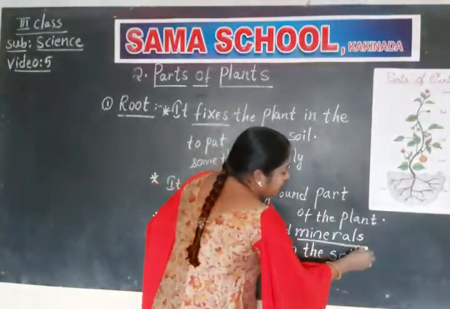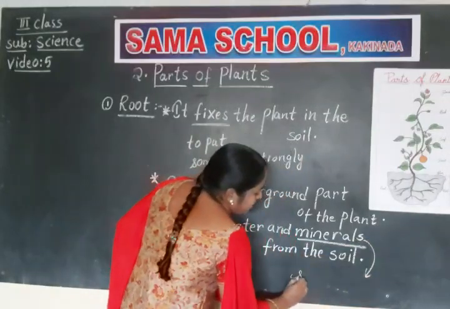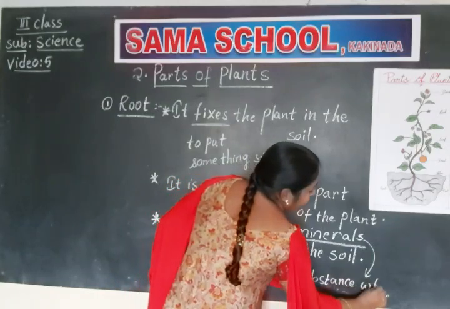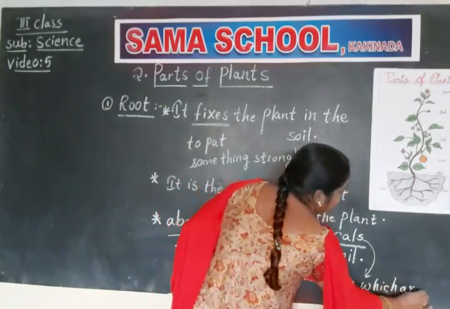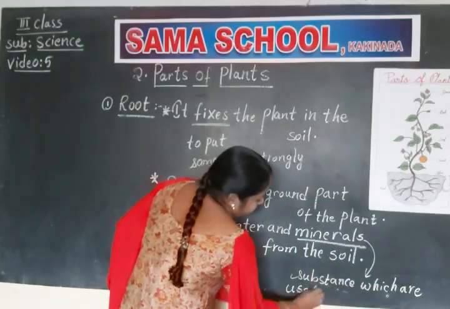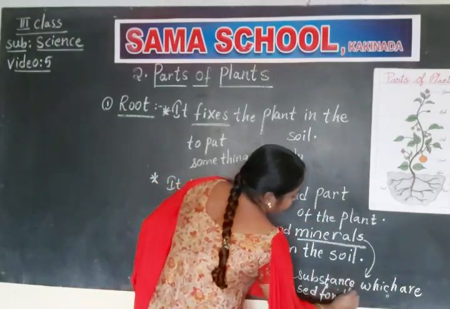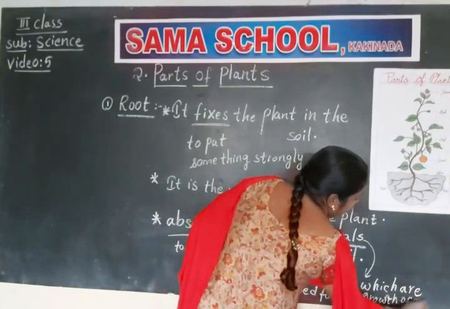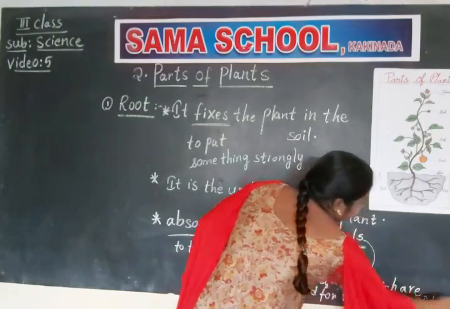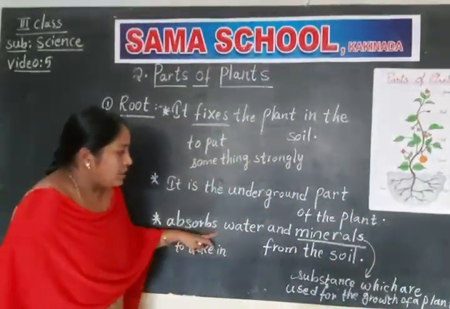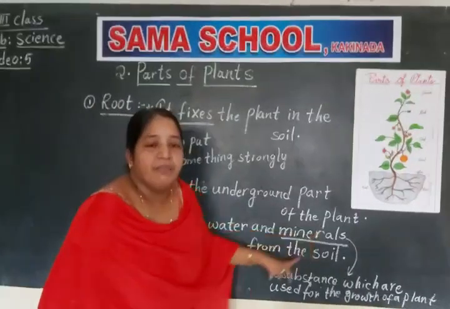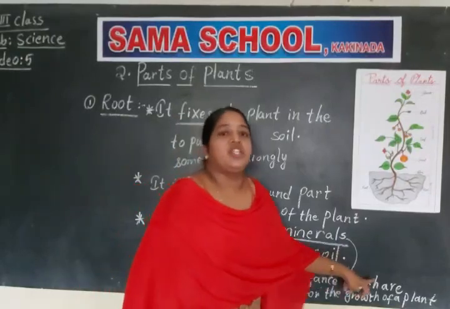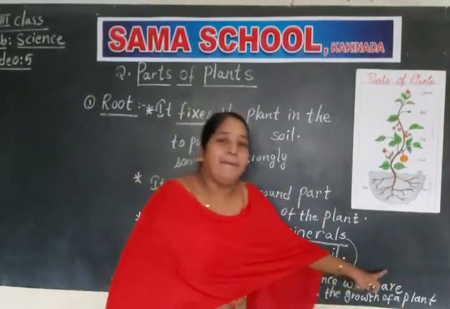Minerals are the substances or materials which are used for the growth of a plant. Clear, children? It absorbs water and minerals from the soil. Minerals are nothing but the substances which are used for the growth of a plant.